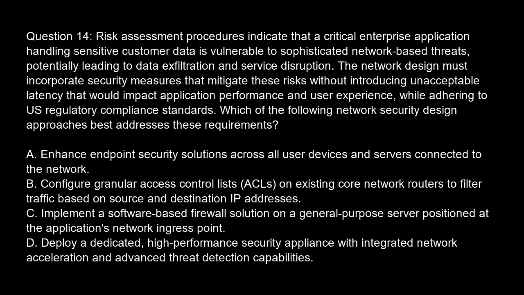Option A. Enhance endpoint security solutions across all user devices and servers connected to the network. Option B. Configure granular access control lists (ACL) on existing core network routers to filter traffic based on source and destination IP addresses. Option C. Implement a software-based firewall solution on a general-purpose server positioned at the application's network ingress point. Option D. Deploy a dedicated, high-performance security appliance with integrated network acceleration and advanced threat detection capabilities.